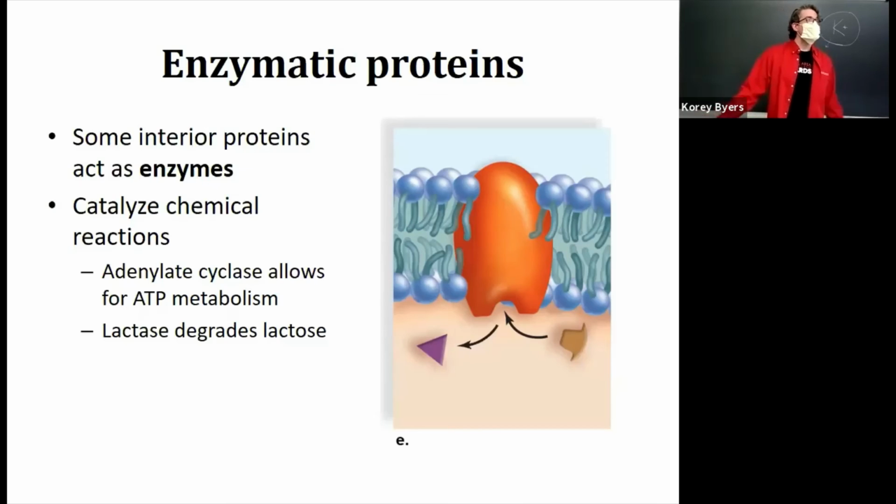Ever eaten corn or spinach or a bunch of plant material and then you see it later? We can't break it down. We don't have the cellulase. That's why we get what we can, but some's left over. Look at this big word, adenylate cyclase. We won't use that word very much, but adenylate cyclase is important for ATP metabolism.